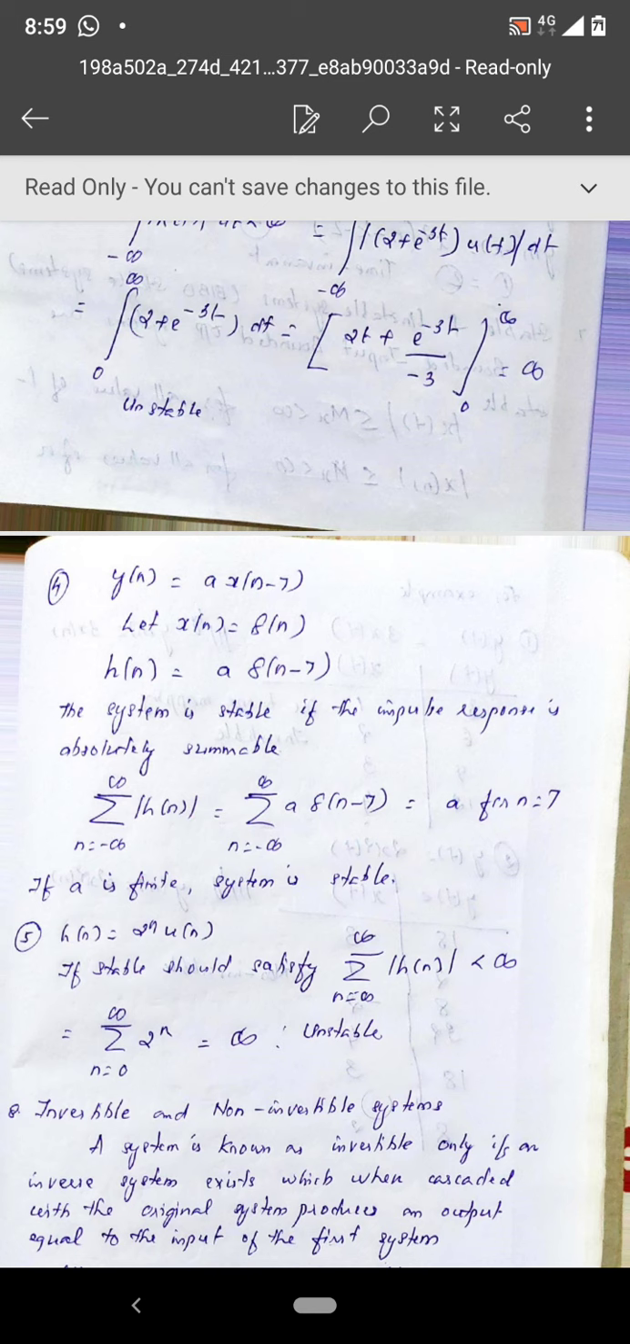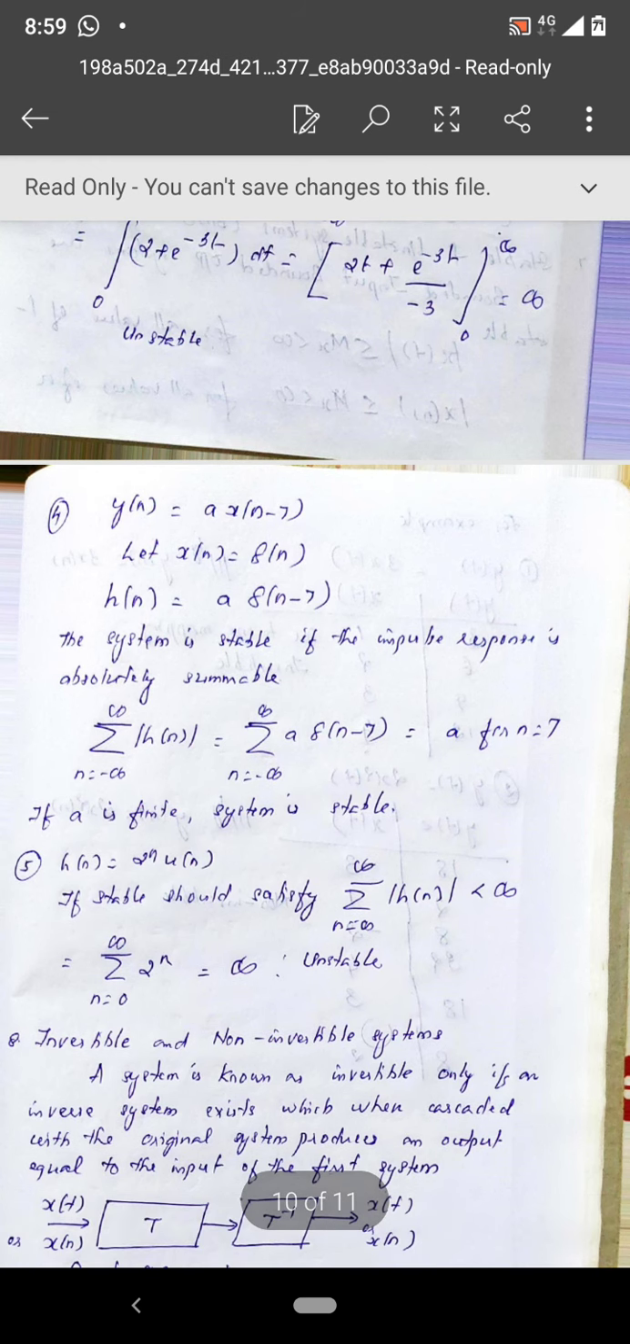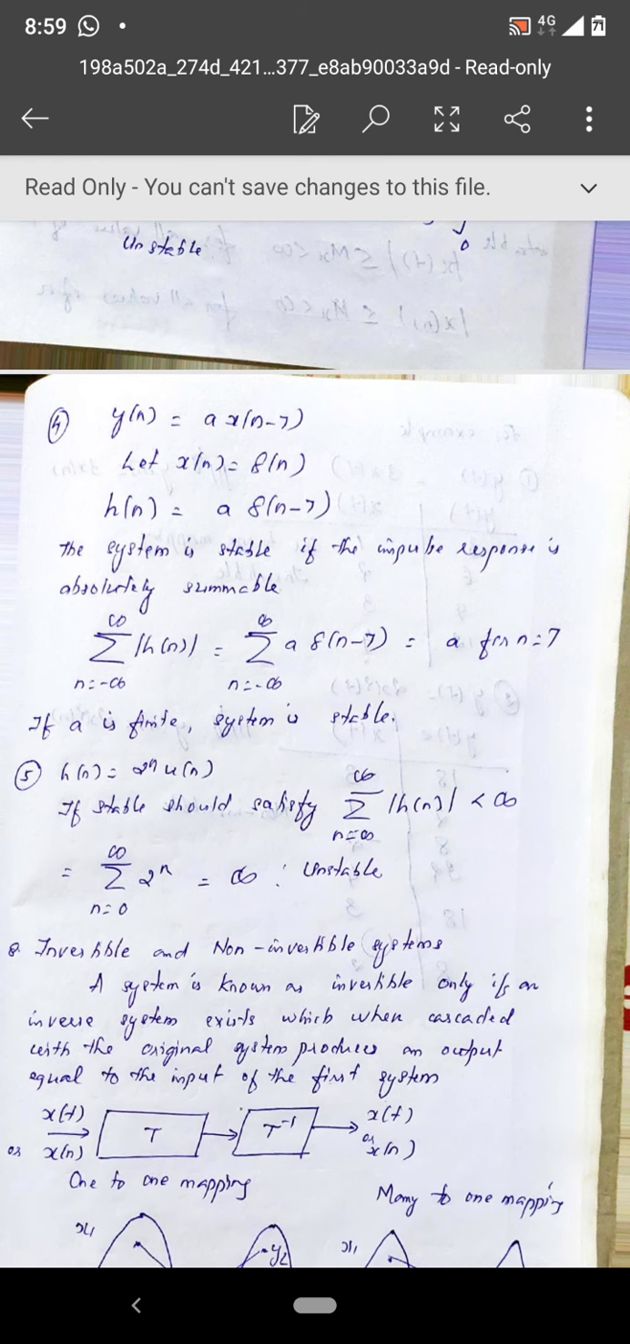Now you have to see whether this signal is absolutely summable or not. You apply the definition, that is, you perform the summation from n equal to minus infinity to plus infinity of mod of h of n. You know that delta of n minus 7 has a value 1 only at n equal to 7, that is, when the argument is equal to 0. So what is the value at n equal to 7? Delta of n minus 7 has a value 1 at n equal to 7. What is the other value?